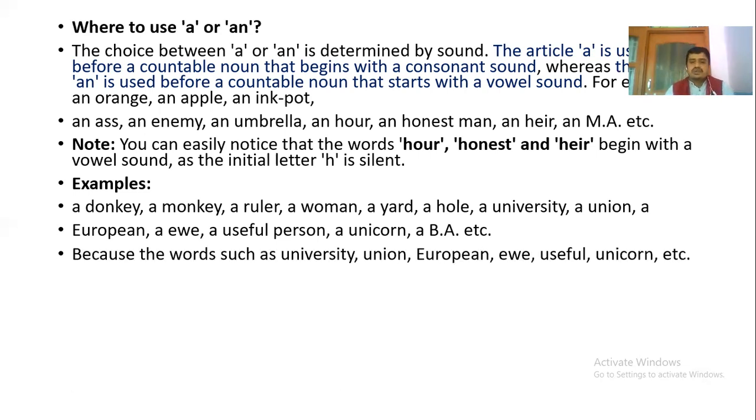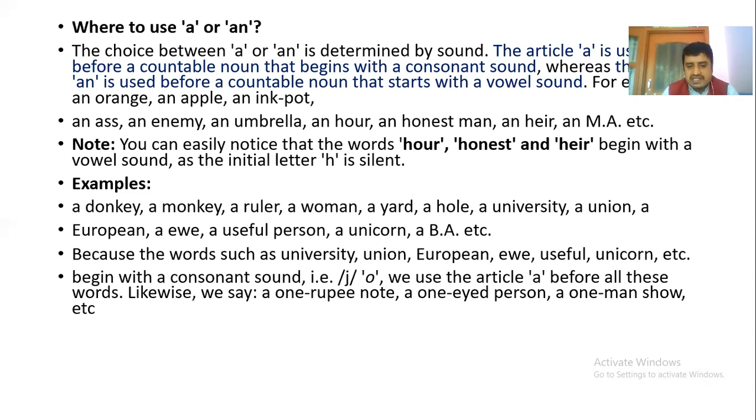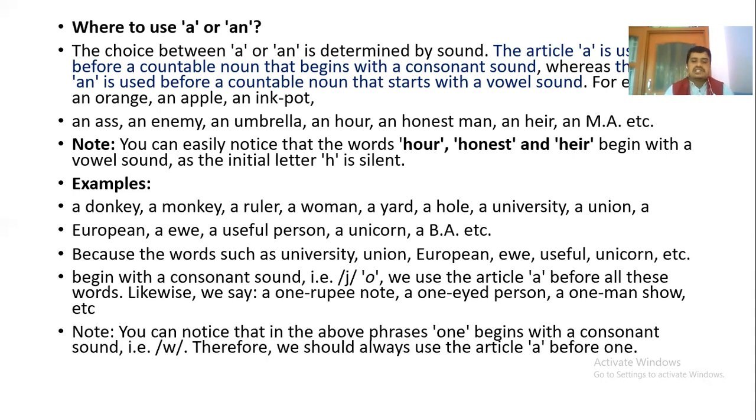Because the words such as university, union, European, U, useful, unicorn, etc. begin with a consonant sound, like ya, wa, we use the article a before all these words. Likewise, we say a one rupee note, a one-eyed person, a one-man show, etc. Note, you can notice that in the above phrases, one begins with a consonant sound, i.e. wa. Therefore, we should always use the article a before one.